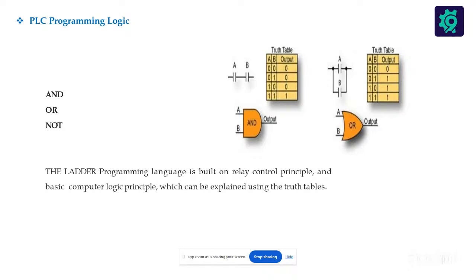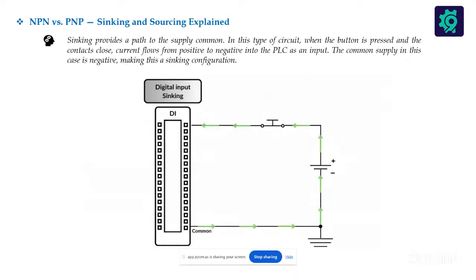So from the name, sourcing and then sinking. Sourcing is already telling you that it is looking for something, and sinking is like giving something out or ending something at a particular point. So how does it apply to your PLC devices?